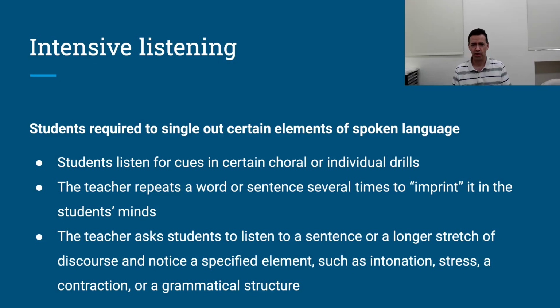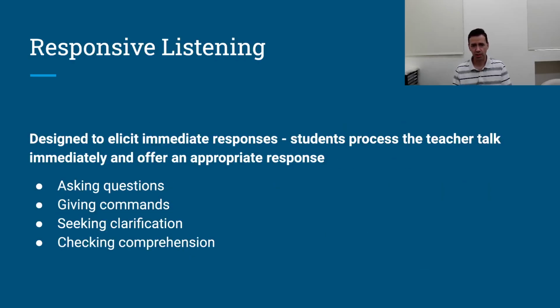But you can see the point here is you're listening to English or whatever the language is, but you're trying to find one specific part. So this is more like a micro skill. Okay, the next one is responsive listening. So now actually students need to have some outputs. So it's a little bit more interactive. So these are designed to elicit some immediate response, not delayed, and students process the teacher talk immediately and offer an appropriate response. So here it could be asking questions, giving commands, seeking clarification, or checking comprehension. Many, many different types of examples could fit in there.